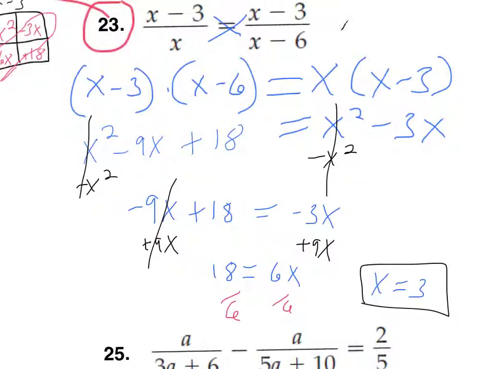What would be the answers that are not allowed? Well, 0 would be one of them, and also positive 6 would be one of them. And we didn't get either of those, so we're fine.